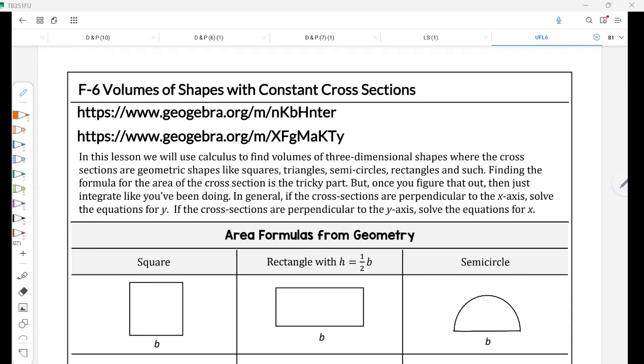Okay, F-6, volumes of shapes with constant cross sections. A couple things to say up front to have in your head, especially when it comes time for test time. F6, F7, and F8 are three sections that are all about finding volumes. There are two types of shapes that we find volumes of in calculus.